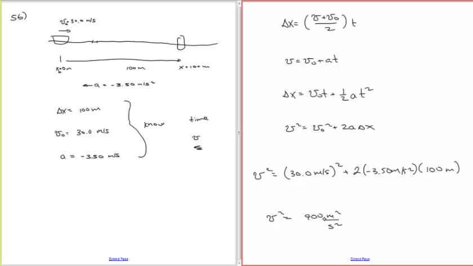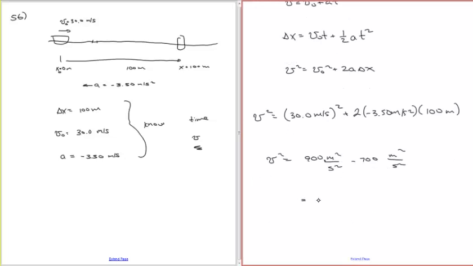And I'm going to put a little decimal point here to make sure we realize that there are 3 significant figures. And then we have this negative stuff, which means, because it's going to slow us down, 2 times negative 3.5 times 100. So it's negative 700. We have meters per second squared times meters, so we get meters squared per second squared, which is good because we have to have the same units here to be able to add or subtract things. So 900 minus 700 is 200. And then we take the square root.